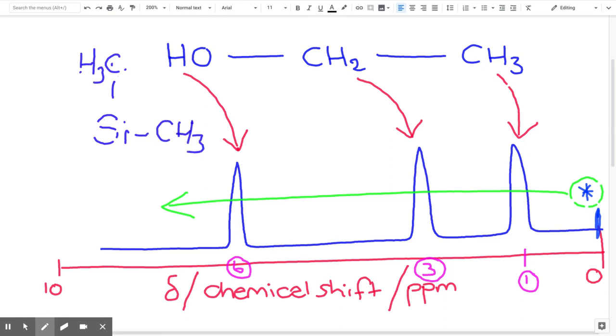Now this has a number of different functions. One, it's inert, so it doesn't react with the molecule that you're actually trying to look at. And secondly, for a given amount of sample, it's actually got quite a lot of protons. So you don't need much of it.